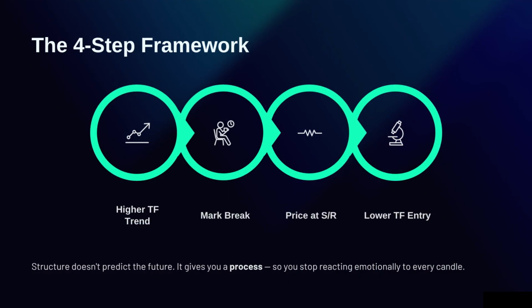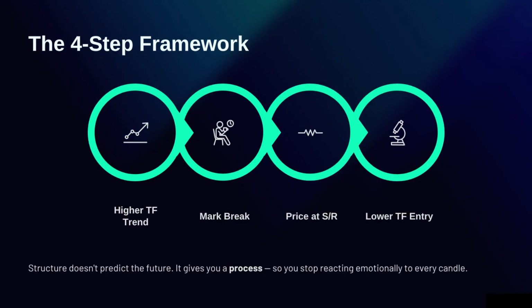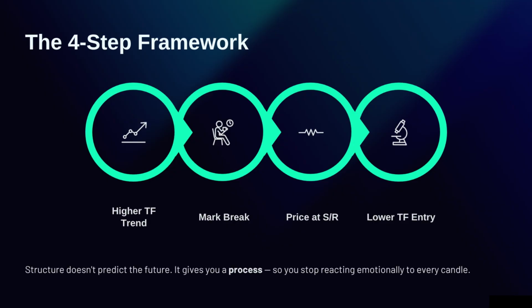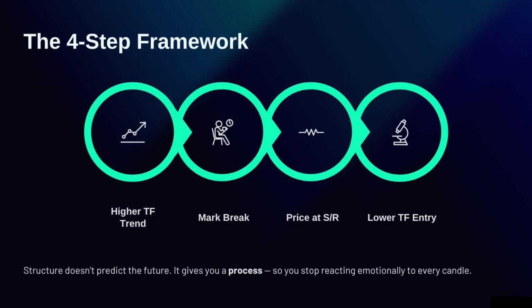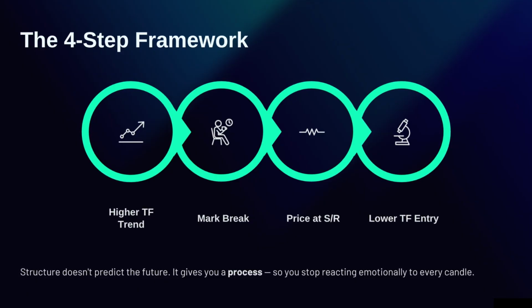So how can you actually use market structure? Start with the higher time frame. Identify the overall trend using swing highs and swing lows. Next, determine whether a meaningful break of structure has already occurred. Then, study how price reacts around previous highs and lows. Does it respect those levels, or does it briefly move beyond them before reversing? Only after understanding that bigger picture should you move to a lower time frame to look for possible entries.